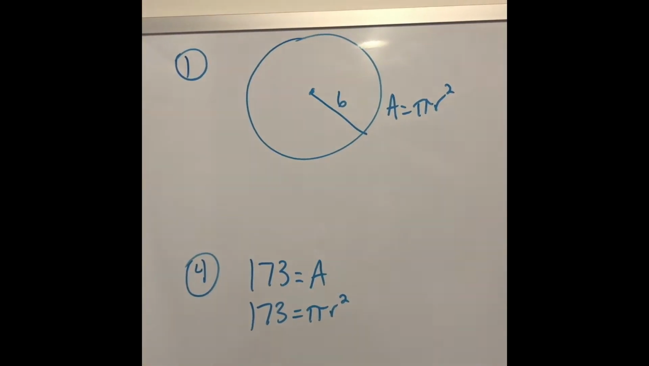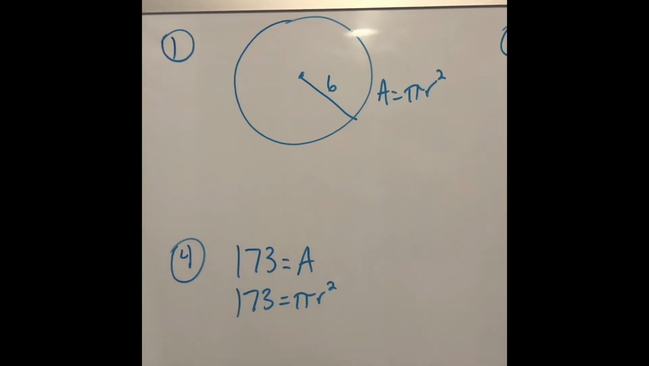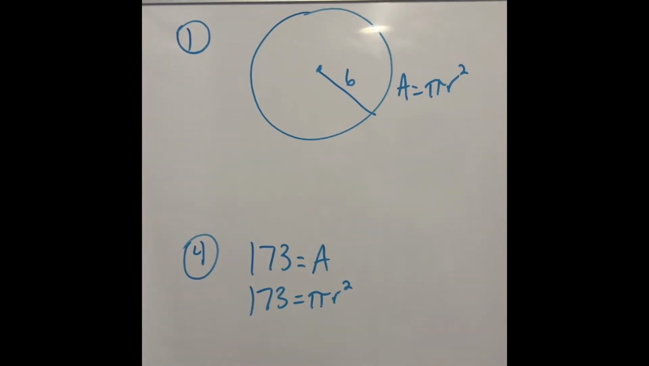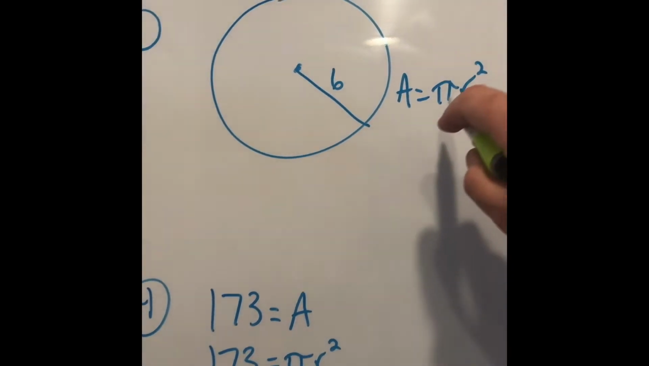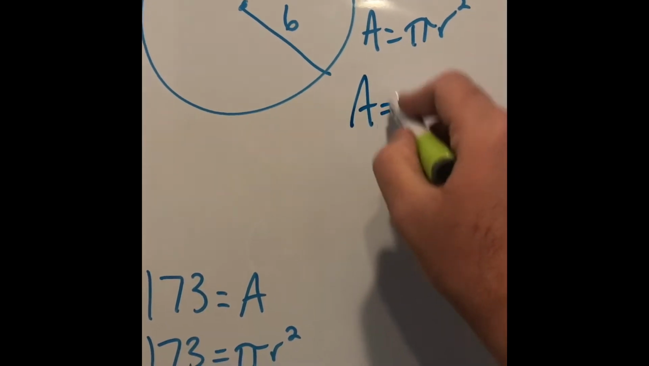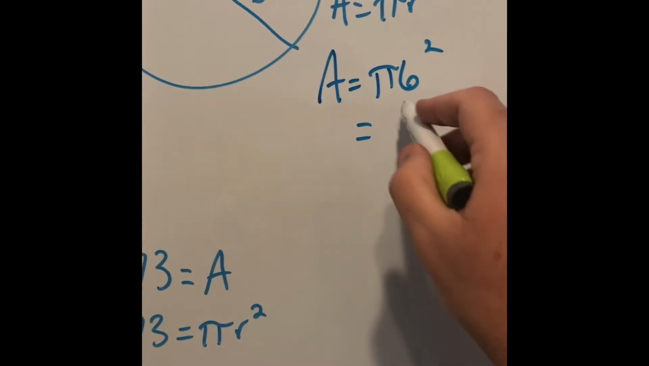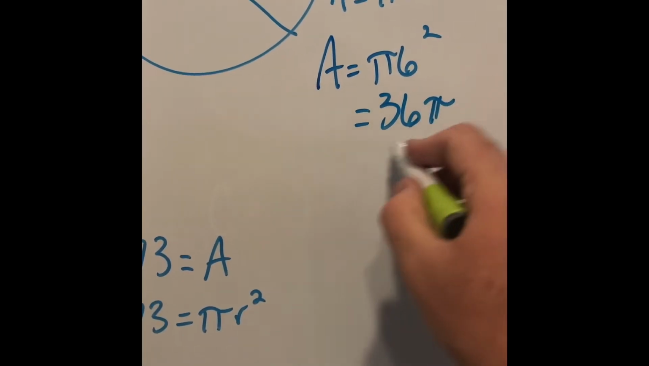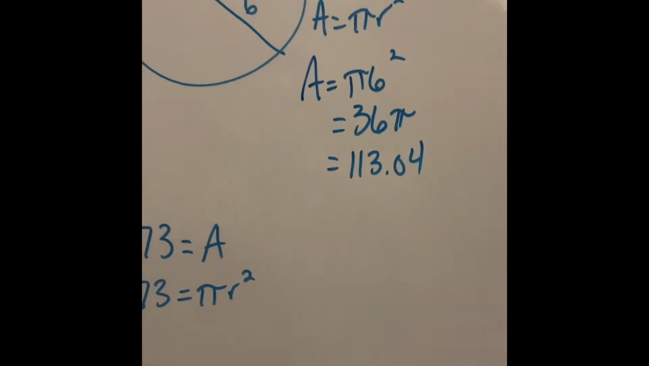Okay, now we're going to do some problems that deal with area of a circle and area of sectors. Okay, so the first one, they just want to know the area of the circle. So that's just pi r squared. So we're going to put 6 in for r. So that's pi times 6 squared. 6 squared is 36. That's just 36 pi. That ends up being, if you do the decimal, 113.04.